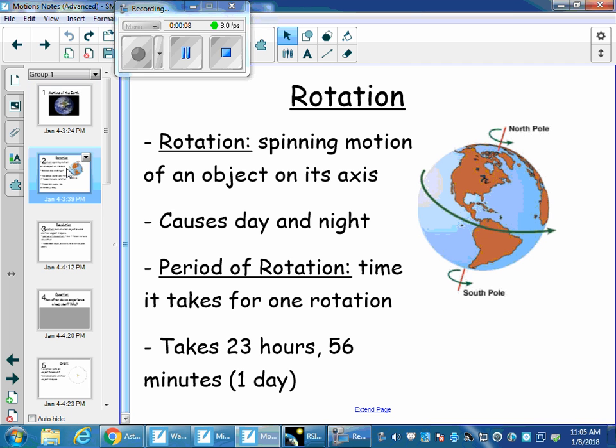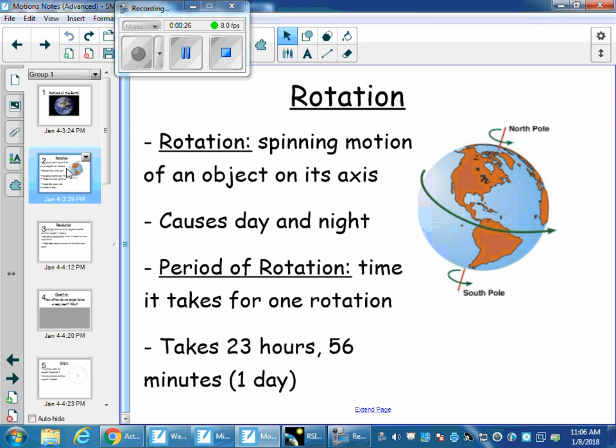So the first motion that we're going to talk about is called rotation. And rotation is the spinning motion of an object on its axis. Think of a top spinning. This is what causes day and night on Earth. And the period of rotation is the time it takes for something to rotate once.